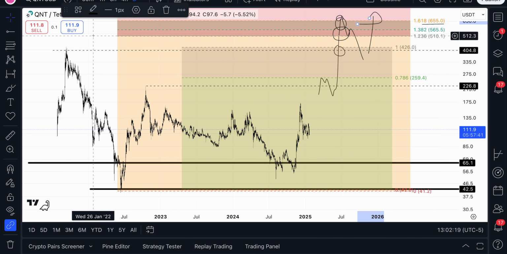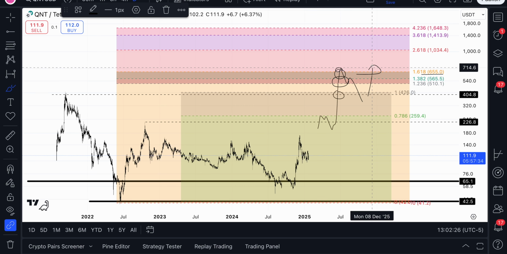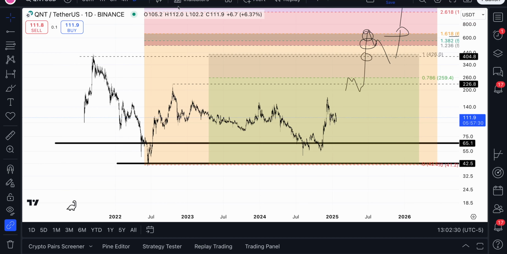We'll take it level for level, but ultimately we would be heading towards these major fibs to be looking for a cycle top. I hope you guys enjoyed the video. If you guys have any questions, please feel free to let me know.